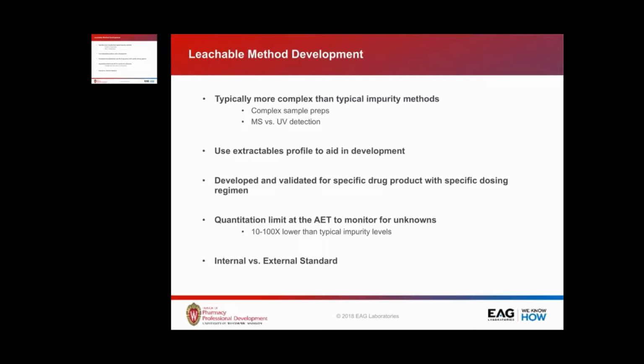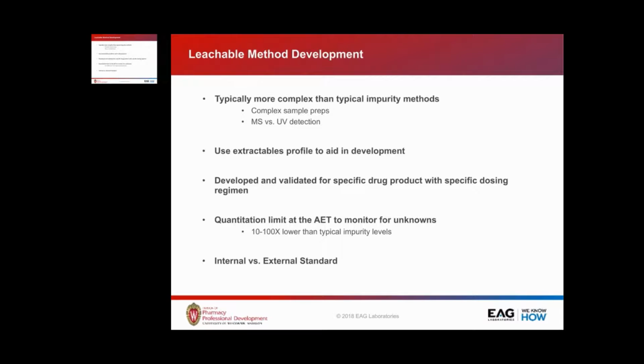The other challenging part is that the quantitation limit, or the AET, is typically 10 to 100 times lower than the ICH impurity levels. So it's very common, the challenge here is we can see impurities when we're looking at leachables that are coming from the API or drug product, true degradants that you have never observed before. For example, we've been looking at drug products where the client or the sponsor says, well, we don't have any impurities.